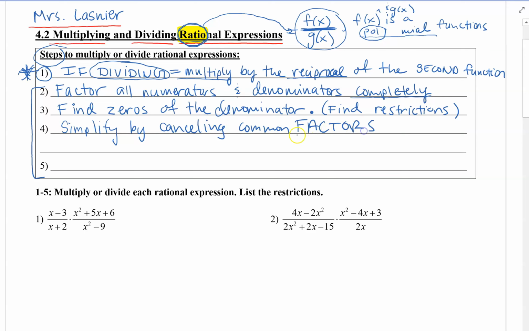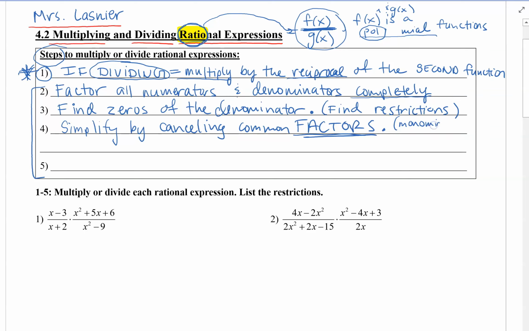Factors. I'm going to stress that in a little bit even more. We do not simplify common terms. We simplify common factors. Now remember, factors implies multiplication. A factor is a number that is being multiplied to something else. Keep that in mind. That's really important here. So what kind of factors can we cancel?